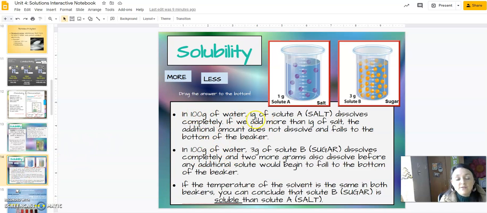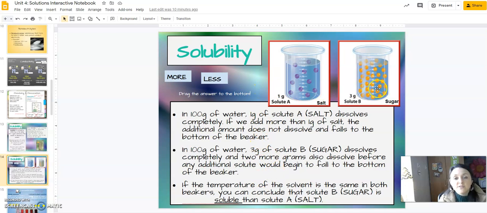In 100 grams of water, look at this picture right here. We've got salt in water here, and sugar in water here. We're looking at solute A first. We've got 1 gram of solute A, salt, and it dissolves completely. If we add more than 1 gram, the additional amount is not going to dissolve and it's going to come down in the bottom. Let's look at sugar. In 100 grams of water, 3 grams of solute B will dissolve before 2 more grams also dissolve before any additional solute would fall at the bottom.